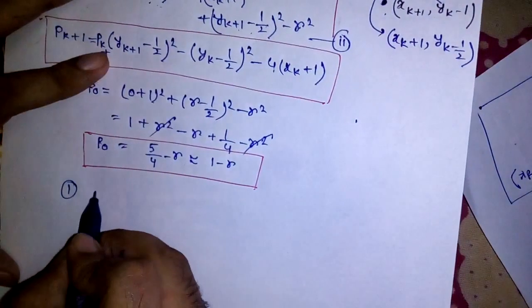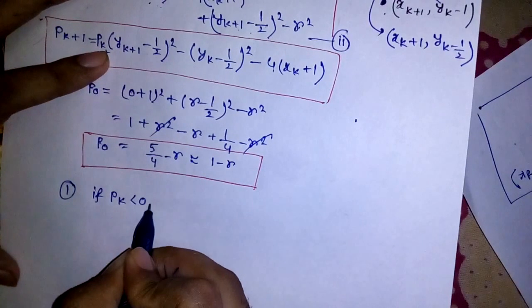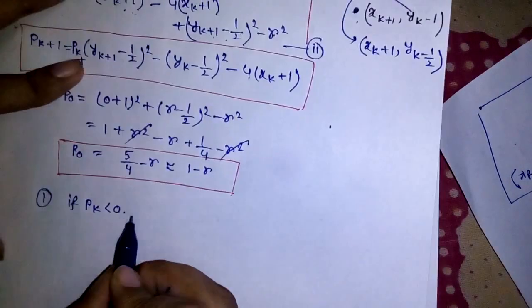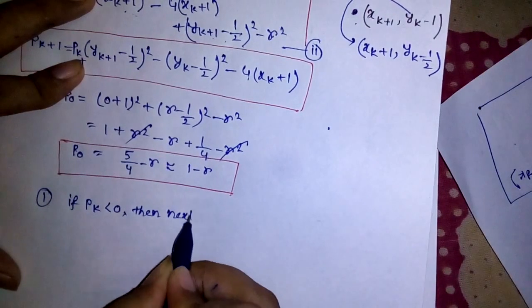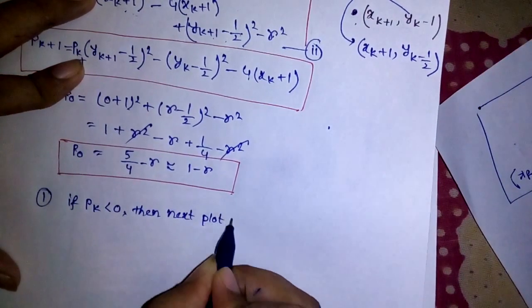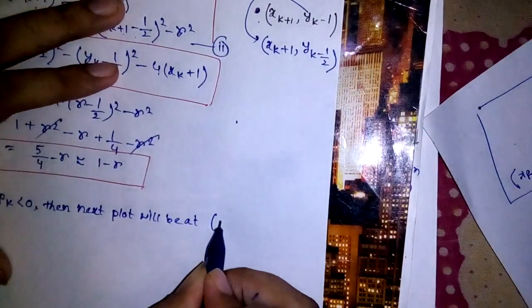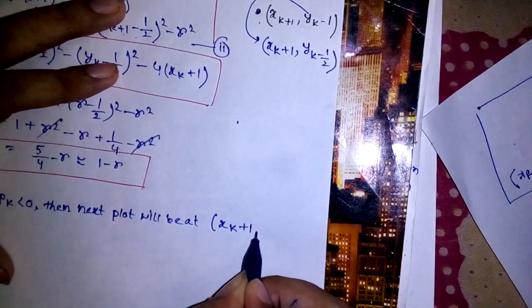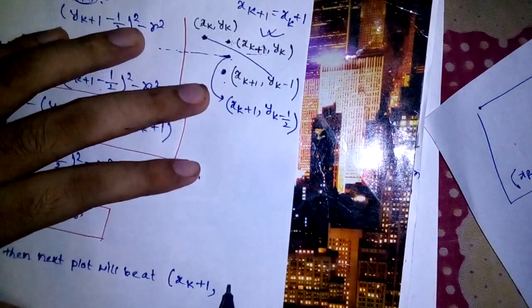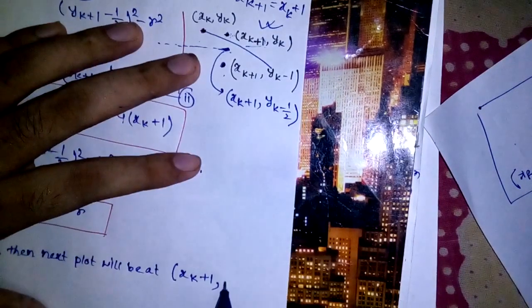So let's write, if pk less than 0, it means that the midpoint is inside the circle. So then the next plot will be at, as I have told you, x should be incremented at unit interval, and yk should be the upper point. So the next yk value will be simply yk.